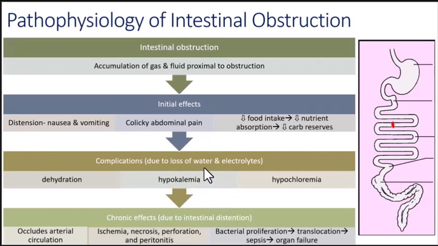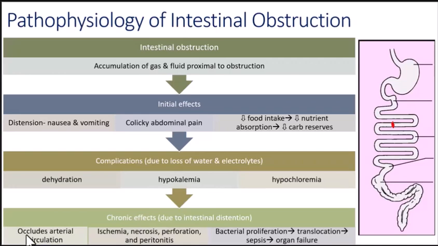Complications arise due to loss of water and electrolytes within the body due to malabsorption. Dehydration will result along with electrolyte disturbances. For example, hypokalemia, which is low levels of potassium in the blood, and hypochloremia, which is low levels of chloride in the blood. And in both cases, many functions in the body can be affected when we have low levels of these ions.